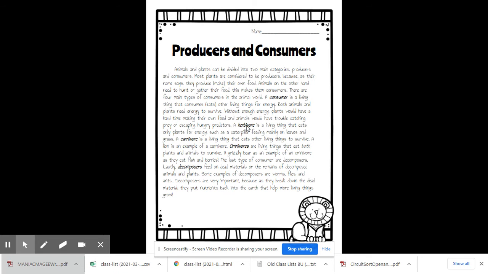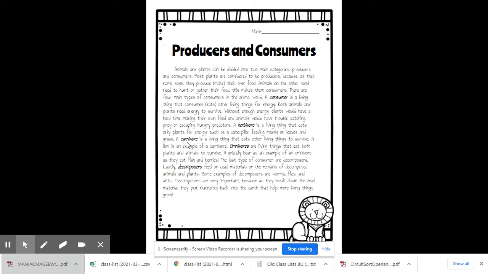One type of consumer is called an herbivore. I know it has an H in it, but it's not "herbivore," it's herbivore. An herbivore is a living thing that eats only plants for energy. Some examples are caterpillars because they feed mainly on leaves and grass.